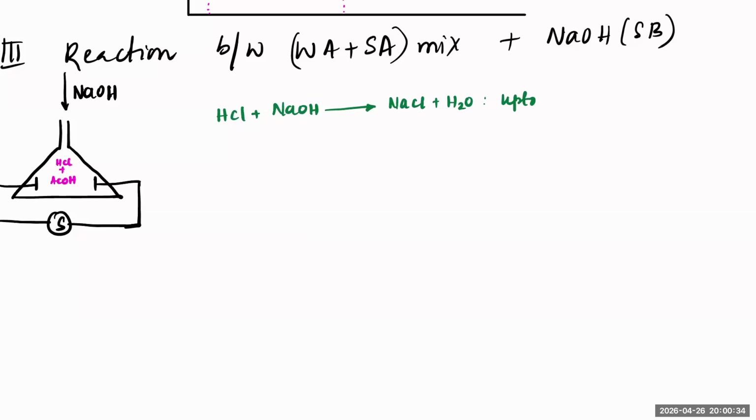This continues up to the point where HCl is finished. And once HCl is completed, then ACOH will start titrating, and then you will have ACO minus, Na plus and H2O.